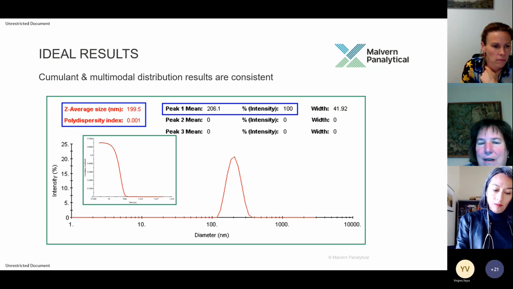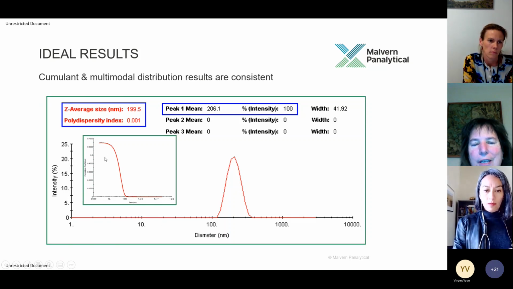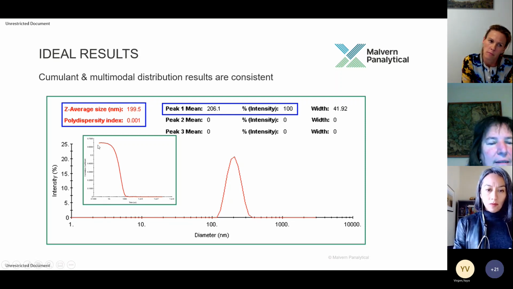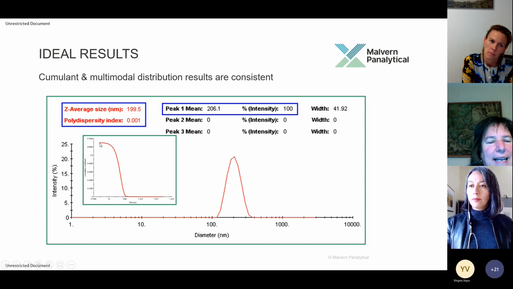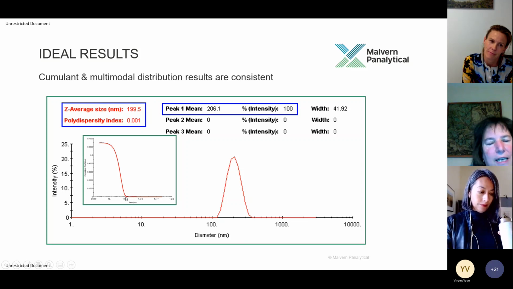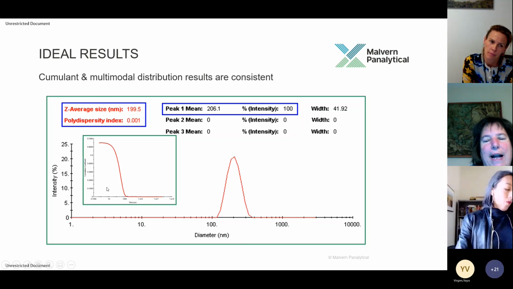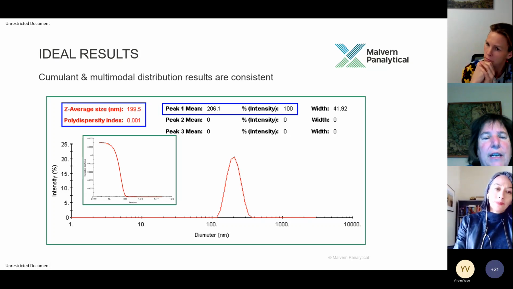Let's look at some ideal results. Here's a 200 nanometer latex. This is the correlation function in this little box here. You see an absolutely beautiful correlation function. There's a y-intercept of, I'm going to say 0.9. It's nice and flat. The decay doesn't take too long. It comes down to baseline, and there's a nice clean baseline, no aggregates shown. And again, this is a 200 nanometer standard.